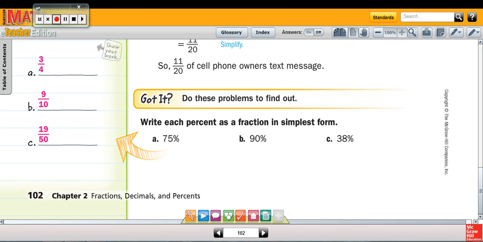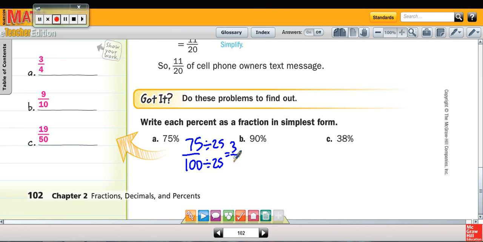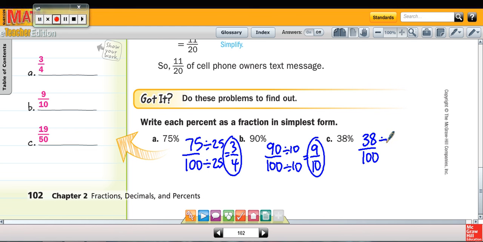Okay, now take a look. Let's compare our work. Here we have 75 out of 100, which we can simplify, which gives us 3/4. This would be 90 out of 100, which we can simplify, which would be 9/10. And then we have 38 out of 100, which we'd simplify by that common factor of 2, which would give us 19 twentieths. Nope, sorry, let's fix that. Made a mistake there, go back and fix it. That would give me 19 fiftieths, because 100 divided by 2 is 50.